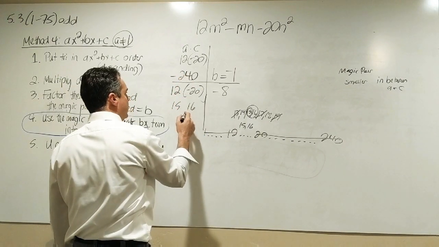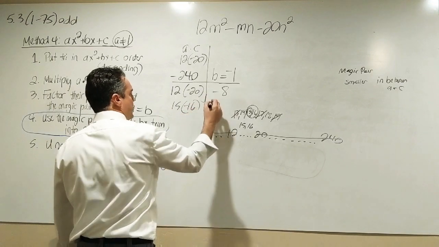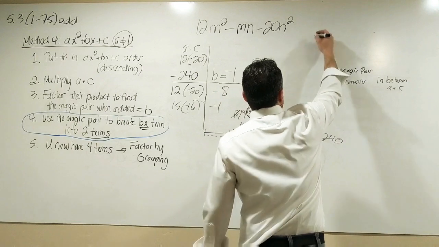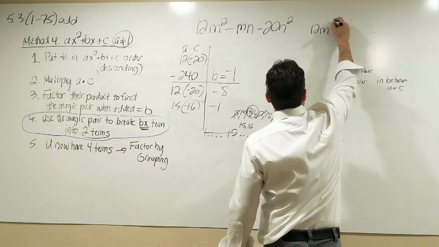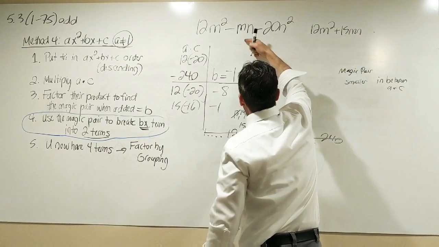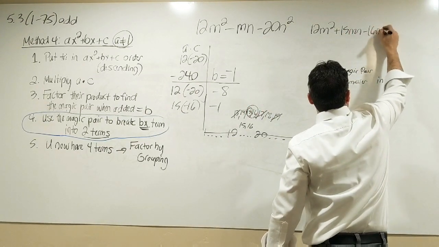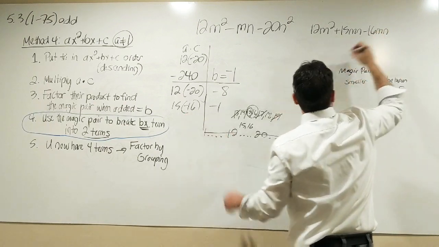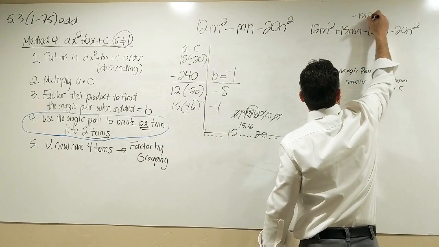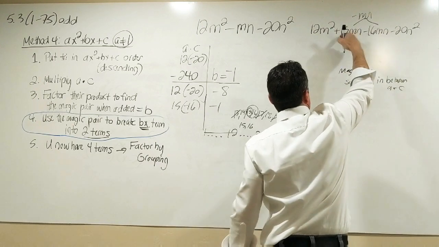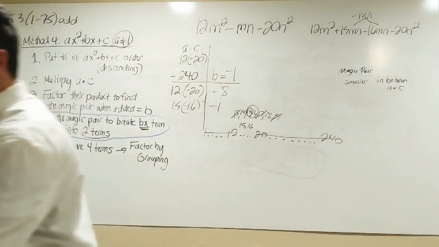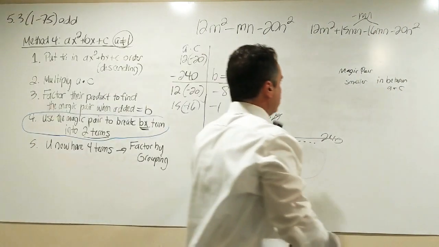Which one's got to be negative? This one does, because when added together it makes a -1. Okay, you have found your magic pair. Now you're going to take this right here and you're going to say, 12m squared plus 15mn, because you're going to break this up, minus 16mn, negative 20n squared. So look at this. I'm taking negative mn and I'm breaking it up into these two, because 15 minus 16 will make a -1mn. And then I'm going to factor by grouping, because I have 4 terms.